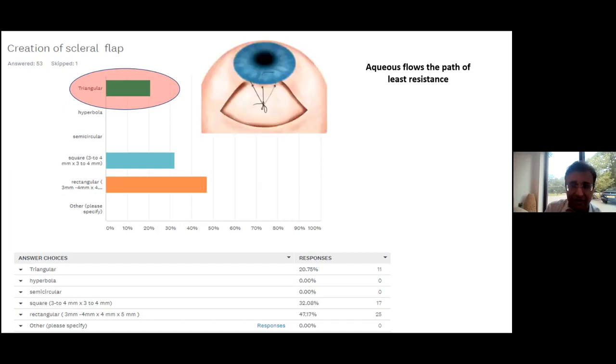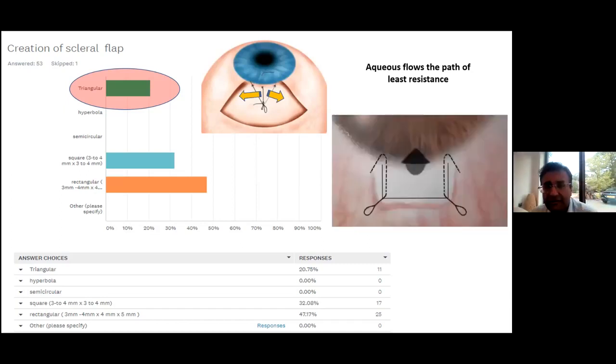So if you have a triangular flap, the aqueous is going to flow this way or this way. So you are actually encouraging anterior flow of the aqueous, which you don't really want in modern trabeculectomy. This was something which was done about 50 years ago. This has no role in modern trabeculectomy. So in modern trabeculectomy, you want your aqueous to flow out posteriorly.